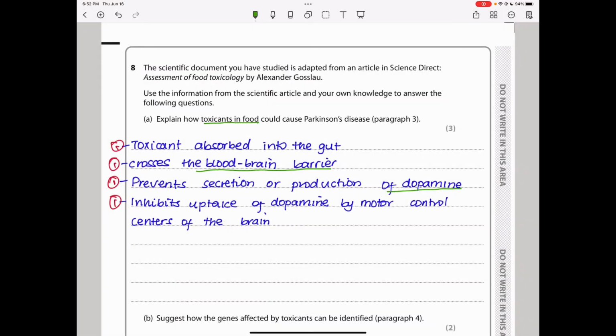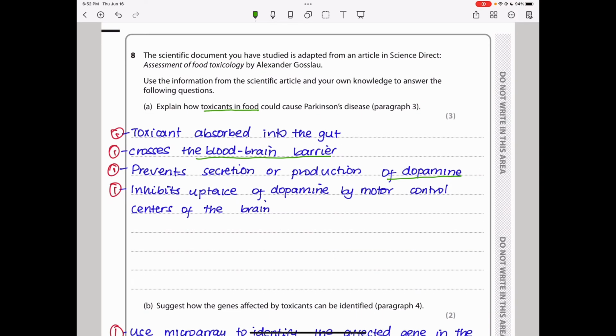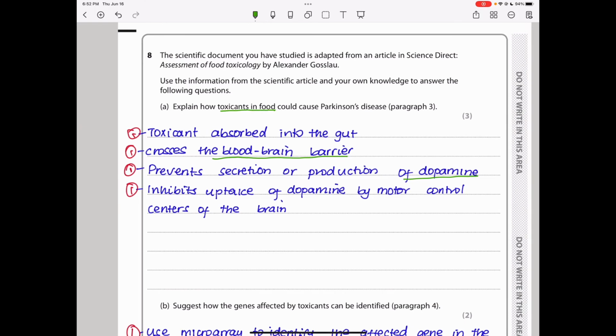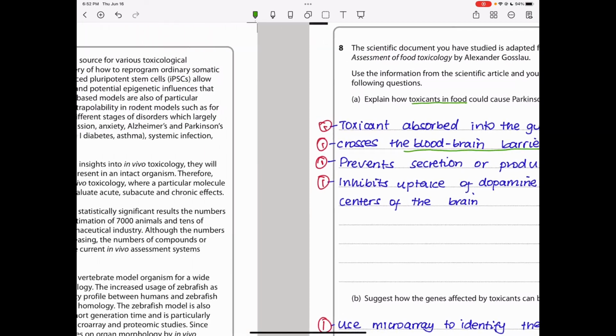The scientific document you have studied is adapted from an article in Science Direct, Assessment of Food Toxicology by Alexander Goslow. Use the information from the scientific article and your own knowledge to answer the following questions. They say explain how toxicants in food could cause Parkinson's disease. So it's in paragraph 3. I can take you a little bit back to paragraph 3, but I know we're not going to read everything.